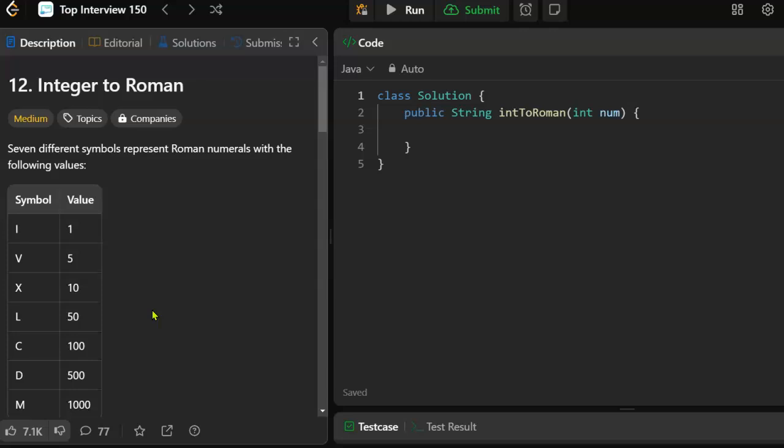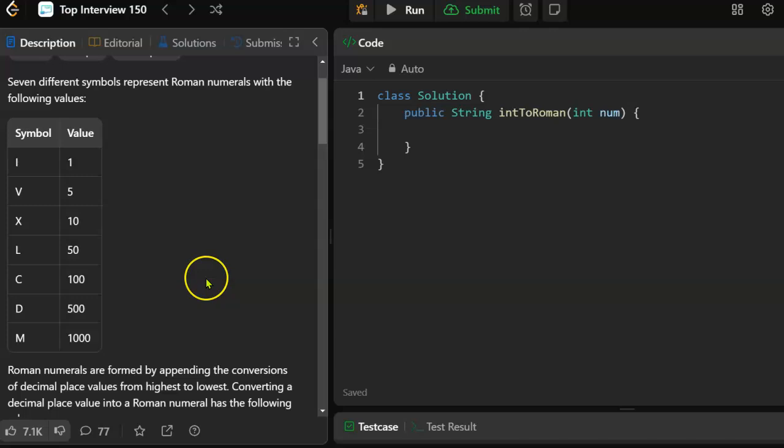Okay, so one way to start on this is to check and see if the number is greater than or equal to 1,000. So do an integer division by 1,000, and that will tell us how many M's we need to put at the beginning. So that's a good start.